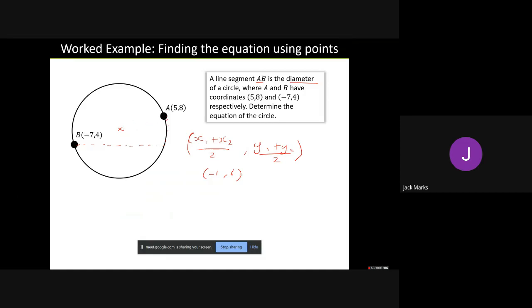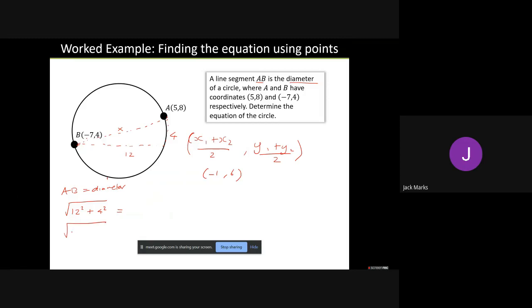What's missing, though, is the radius. So there are multiple ways that we could do this. We could find the diameter first and divide it by 2, or we could use the information we've just worked out. I'm going to find the distance AB, because AB is the diameter, and I'm going to find half of that. So AB, by inspection, goes from minus 7 to 5, so the distance is 12. 4 to 8, so the distance is 4. So 12 squared plus 4 squared, and then rooting my answer should give me the diameter.